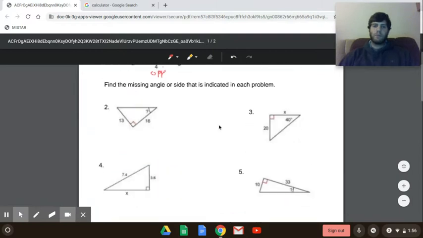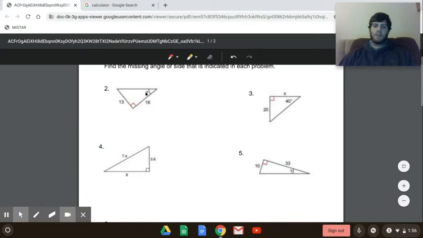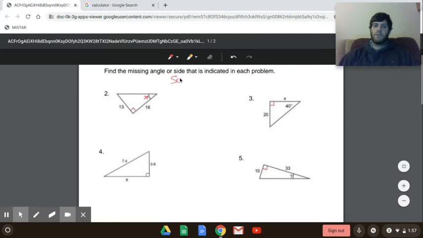Okay, 2 through 7 here, we want to find the missing side or angle that's indicated. So here we're looking for an angle. If you're looking for an angle, you're using the inverse trig functions. The Pythagorean theorem is used if you have two sides and you want to find a third side. Trig functions are used if you have one angle and one side and you're looking for a second side. Since we're looking for an angle measure, we're going to use inverse trig. Now we need to figure out which inverse trig function we're going to use. We do want to end up using SOHCAHTOA.